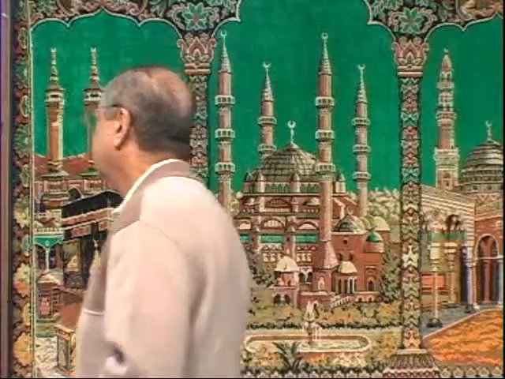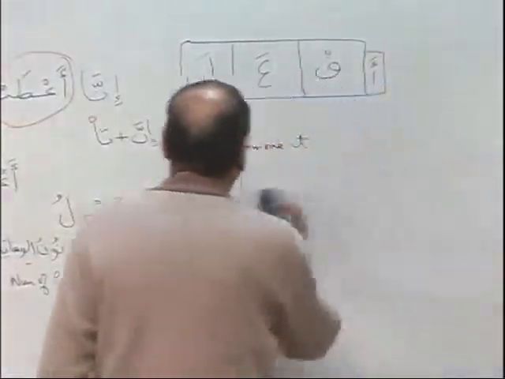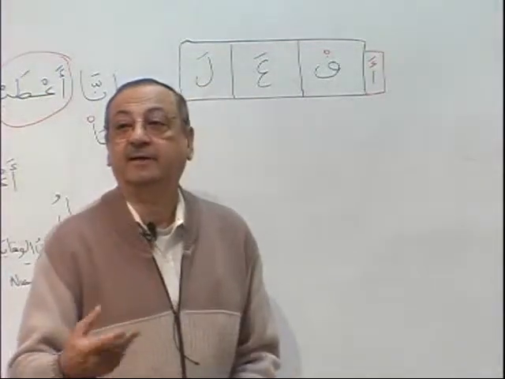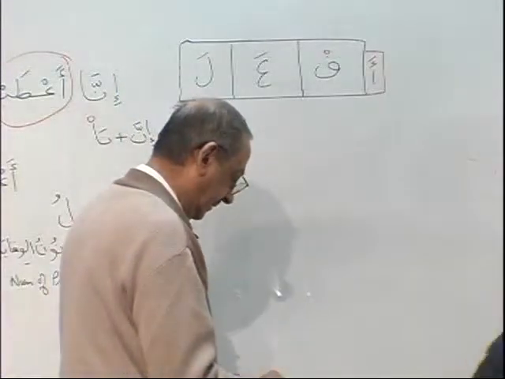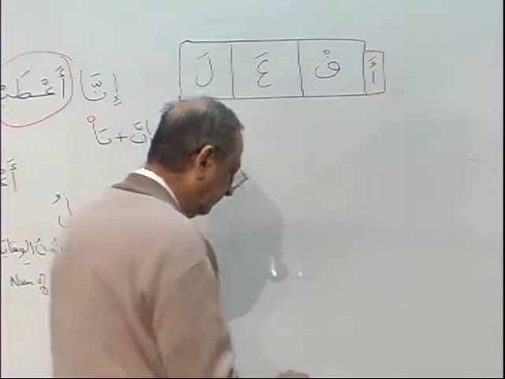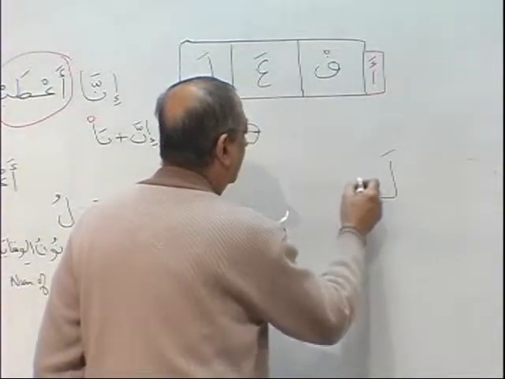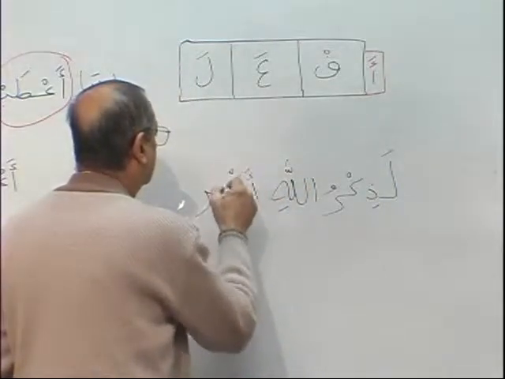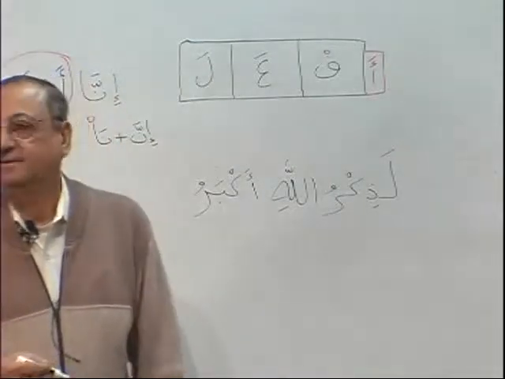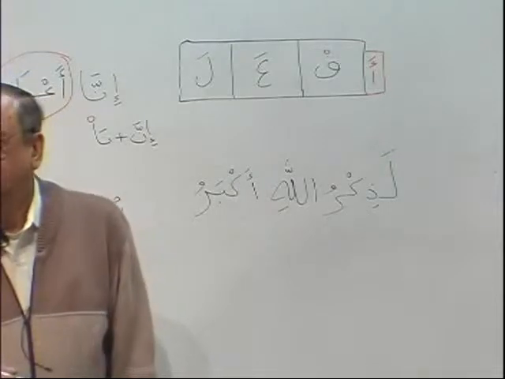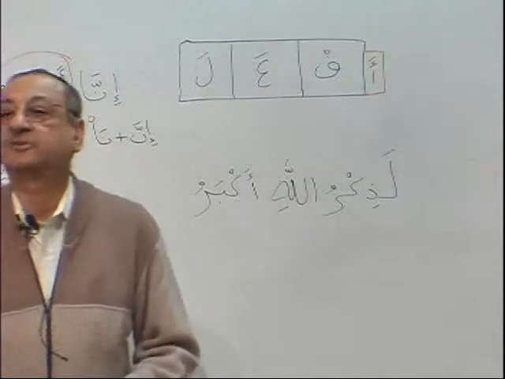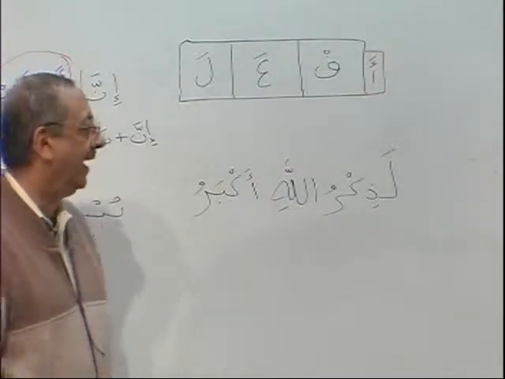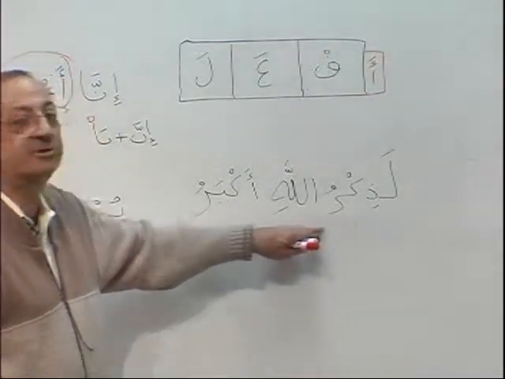Now I want to show you something else, brothers and sisters. This is how it comes in the Quran all the time, all the time. La zikrullahi akbar. So what is this lamu ibtida? Are you with me, brothers and sisters? What will you call it? Lamu ibtida. Fine. It emphasizes the whole sentence. Okay, it will always come with mubtada in the beginning, and it gives emphasis to the whole sentence.